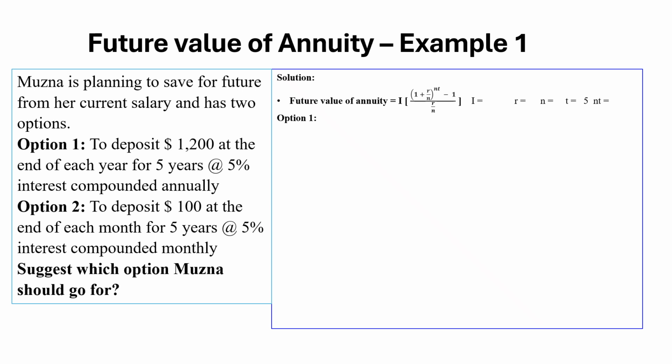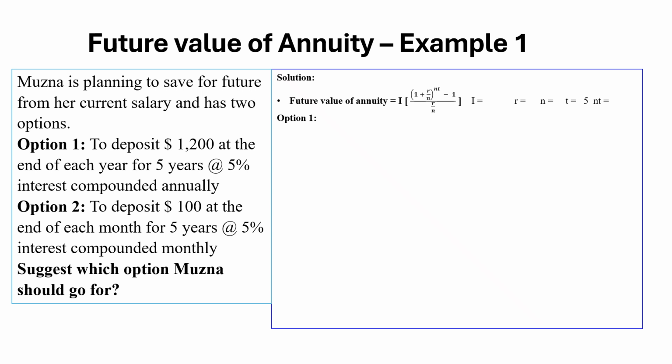So first, before we calculate the future value of annuity, the most important thing is that we should know the formula. You can see here the formula for calculating the future value of annuity is I into bracket, then bracket 1 plus R by N, bracket close, power of NT, minus 1, divided by R by N. So this is the formula for future value of annuity. Now let us solve this with an example. I'll try to make it very simple and easy for you.